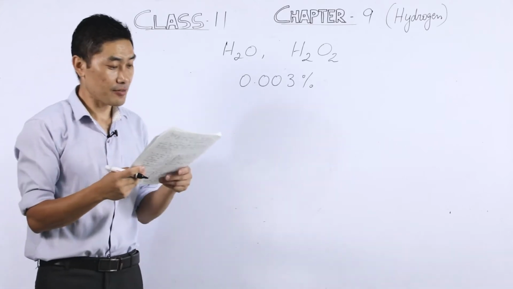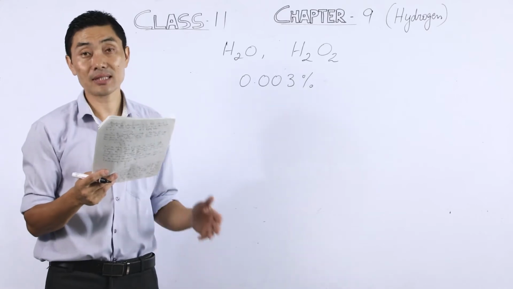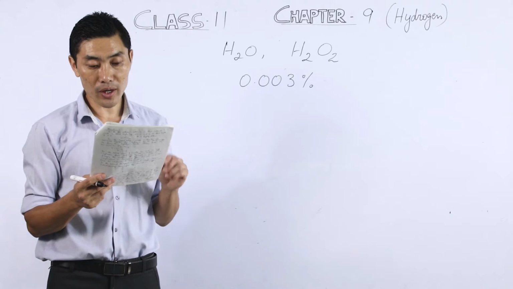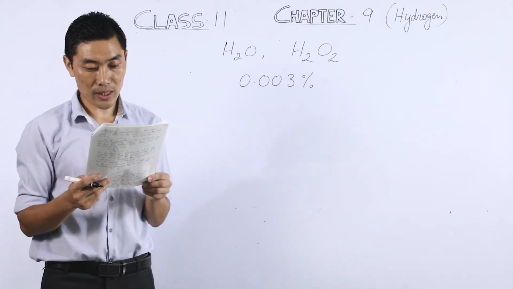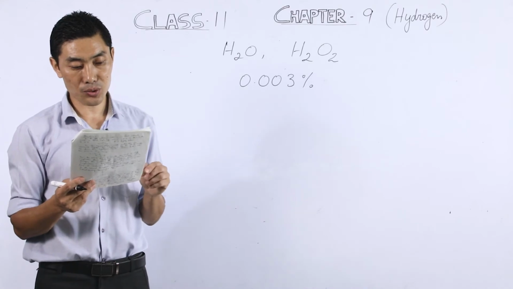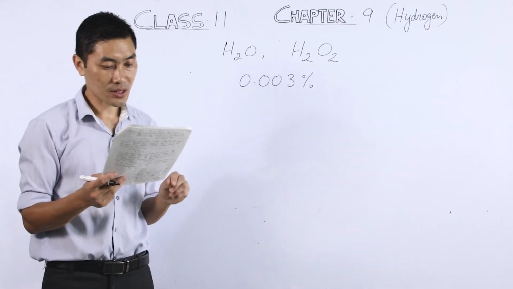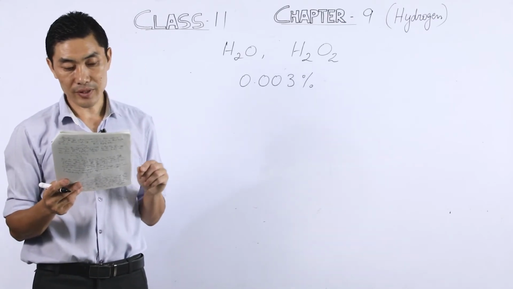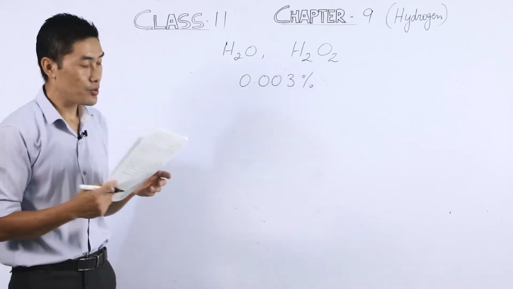Now, if we see the physical properties of water, it is a colorless, tasteless, and odorless liquid, and the freezing point, boiling point, enthalpy of fusion and enthalpy of vaporization are higher as compared to hydrides of other members of the same group, such as hydrogen sulfide, etc. This is due to the presence of intermolecular hydrogen bonding in water molecules.